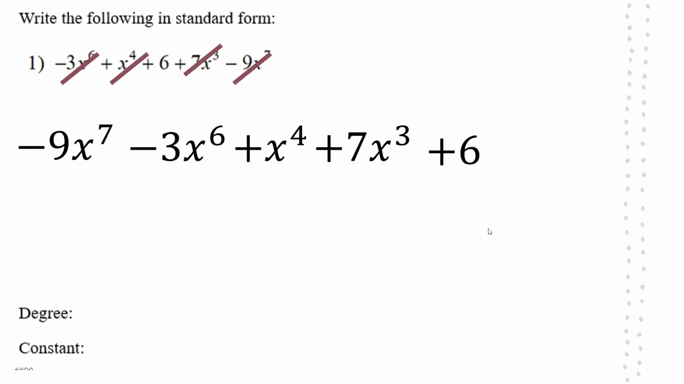There it is, in standard form. Check one more time. Your exponents are high to low. Now the highest degree is 7, so that's a 7th degree polynomial. The constant number is the number at the end, so that's a positive 6. And that's all there is to it.